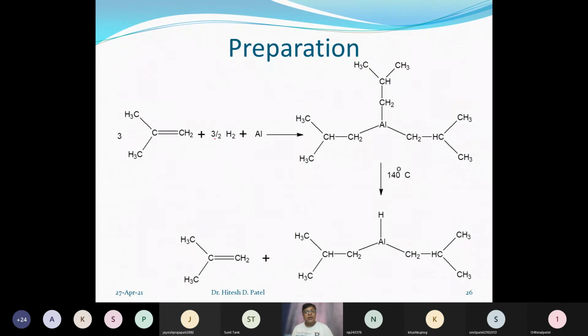When we have isobutene react with hydrogen and aluminum, it will convert into triisobutyl aluminum. This triisobutyl aluminum, when heated at 140 degrees centigrade, loses 1 mole of isobutene group, and it will convert into Dibal H. Now this is our reagent. This reagent we are going to use for the preparation or reduction of some compounds.